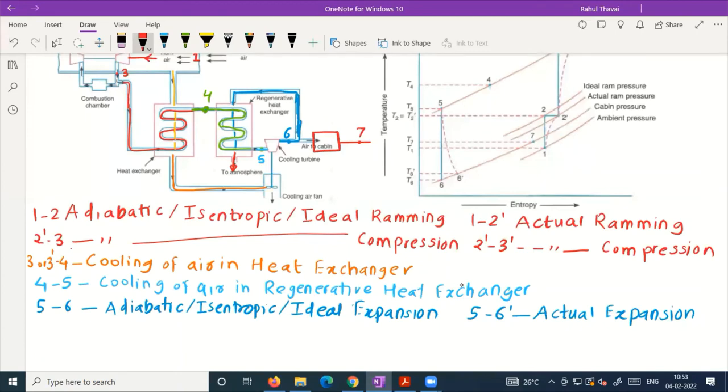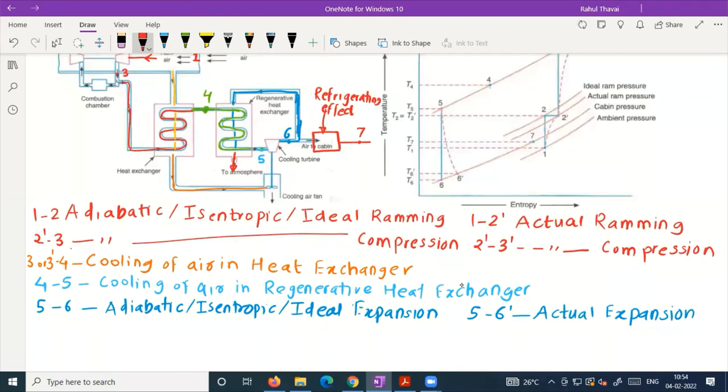Temperature of the air increases, but temperature of the cabin decreases. So we will get a refrigerating effect in the cabin. Why do we get a refrigerating effect in the cabin? Because the air which is supplied to the cabin will abstract the heat from the cabin, so the temperature of the cabin gets decreased.